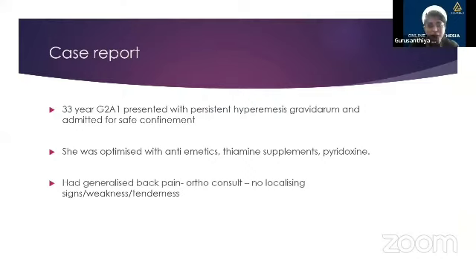She is a 33-year-old gravida 2 abortion 1 who had presented to the OG department throughout the antenatal period with persistent hyperemesis gravidarum and is on treatment for hyperemesis with antiemetics, thiamine supplements, and pyridoxine. When her OP visit was there, she had a generalized back pain for which we had an ortho consult. There were no localizing signs or weakness or tenderness, and hence she was prescribed paracetamol and advised to review.